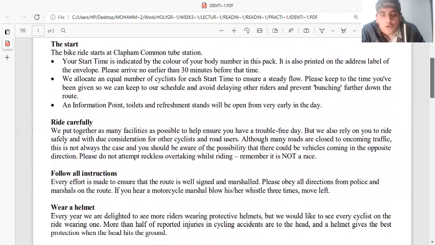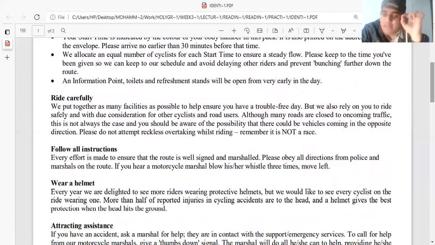Next up, follow all instructions. Every effort is made to ensure that the route is well signed and marshaled. Please obey all directions from police and marshals on the route. If you hear a motorcycle marshal blow his or her whistle 3 times, move left.